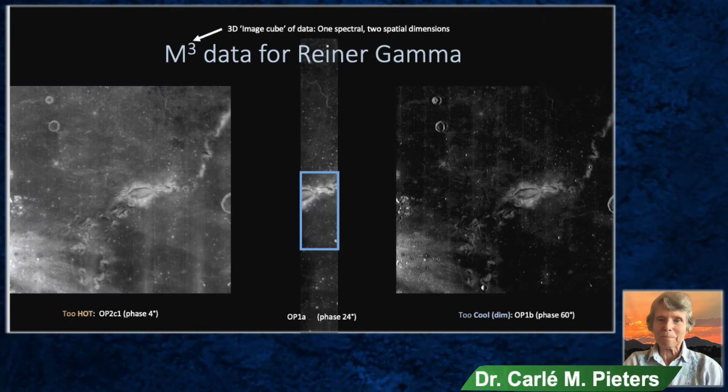Next slide, please. Okay, we're going to look at MCube data for Rhino Gamma. There's several sequences acquired with MCube. The first one was at high sun. However, that's very thermally challenging for MCube. The other is low sun, which means the signal is diminished. We're going to look at the nice intermediate sun, but we only have one strip.